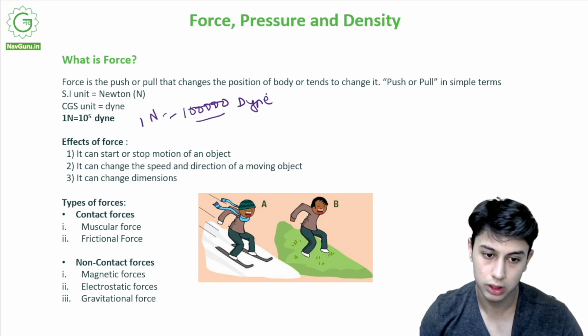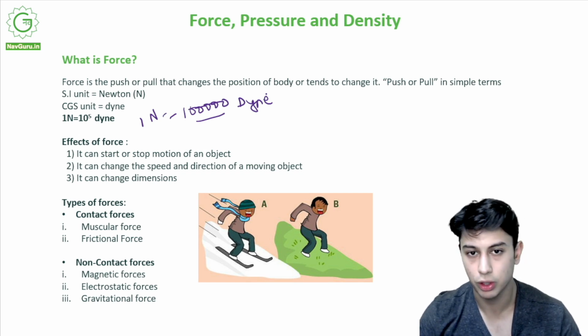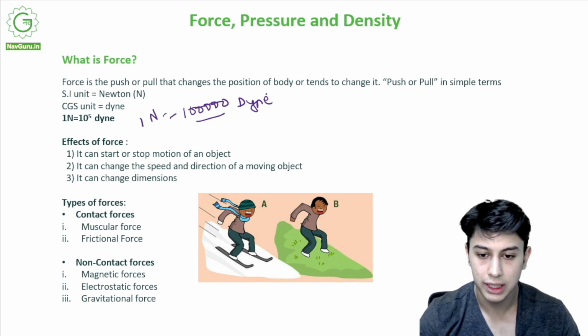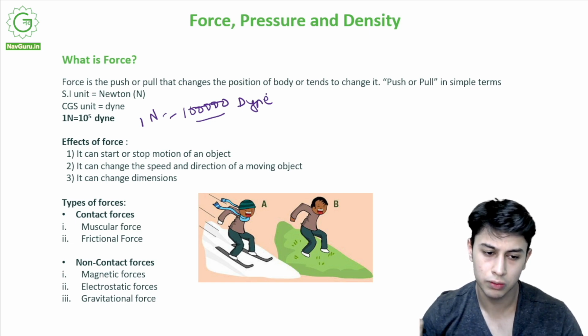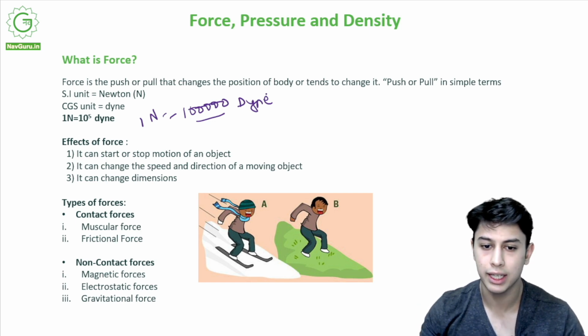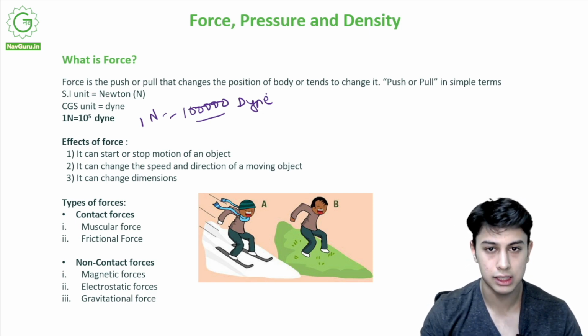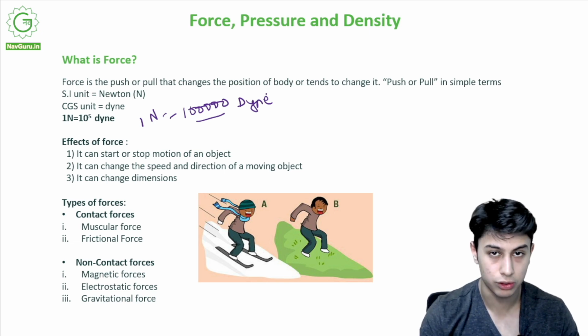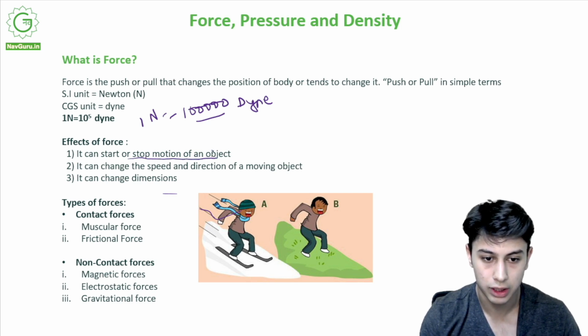Effects of force. It can start or stop the motion of an object. Supposedly there's a car moving down the road and there's a huge force acting against it. Supposedly there was a wall, a barrier, and the car crashes into it and there's an opposing force. So force can start or stop the motion of an object.